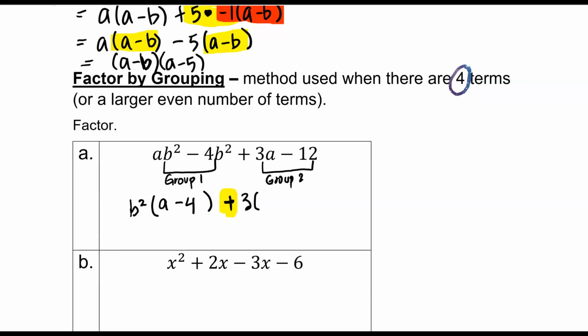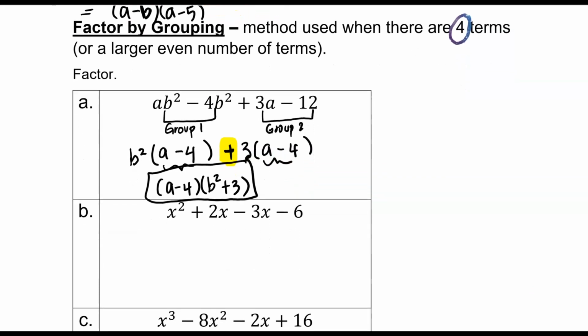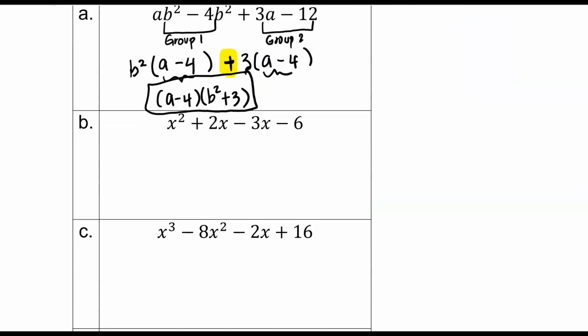So we're going to put a positive for this one because we have positive 3A minus 12, and what we want is just A minus 4, and we want that because it showed up over here, and then we have another A minus 4, so this works out. Our answer is A minus 4, right? We're taking what we learned from the last section, and then we're finishing B squared plus 3. So our final answer is A minus 4 times B squared plus 3 for the first factoring by grouping problem. Next, we have x squared plus 2x minus 3x minus 6.